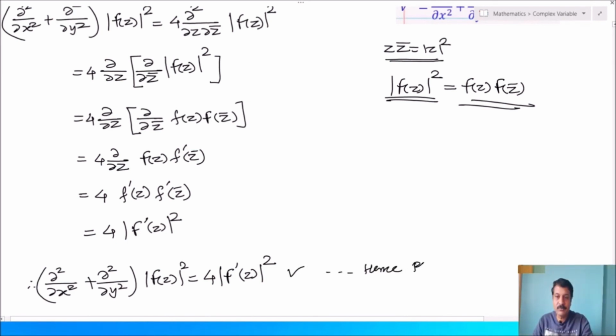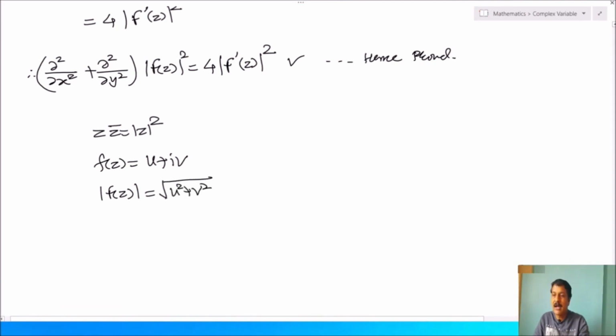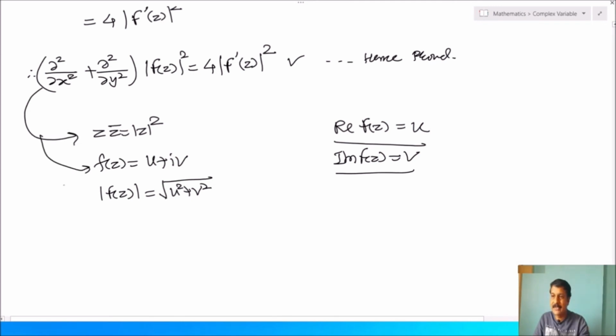So hence proved. If there are such types of examples, you note that z into z bar equal to mod of z square. Another thing is, what is f of z? It is u plus iv. What is mod of f of z? It is equal to under root of u square plus v square. Also you should know u is the real part of f of z. It means that I can write real of f of z is equal to u, and imaginary of f of z is equal to v. So you remember these relations, because maybe the examples of this type will need such different relations.